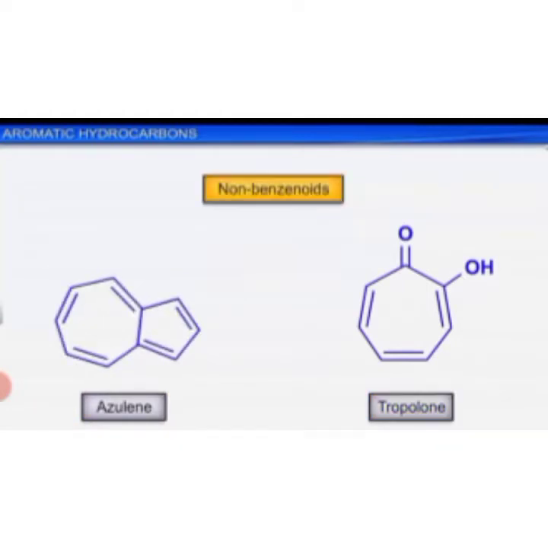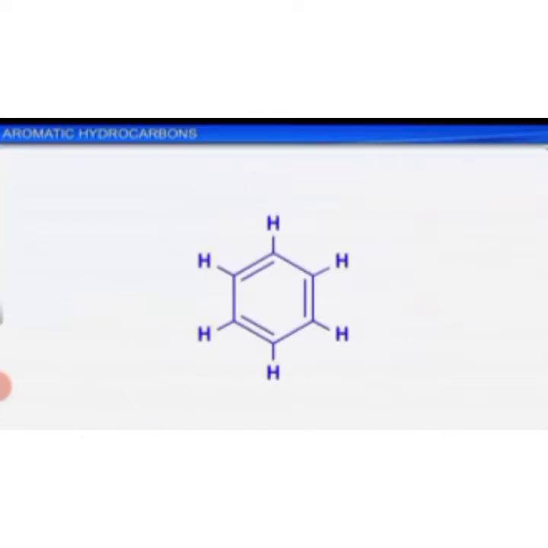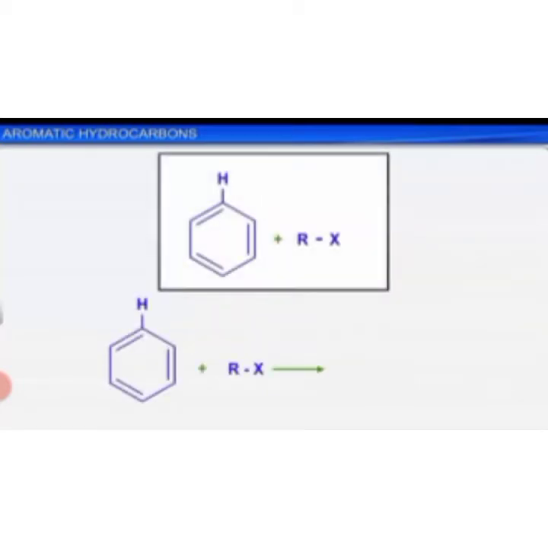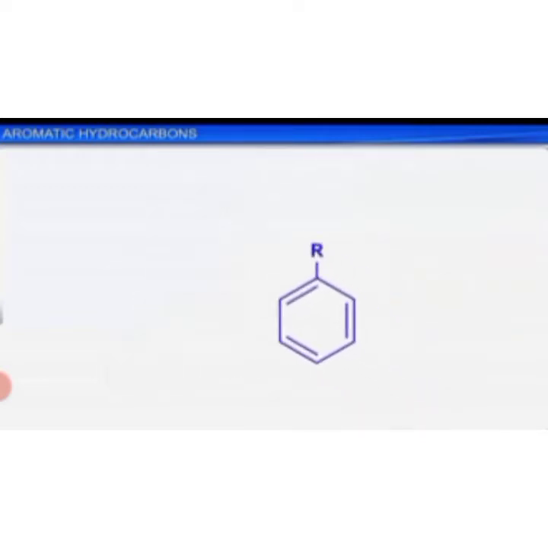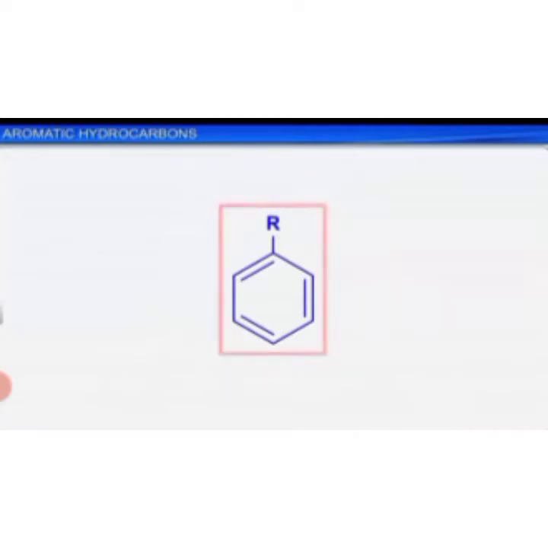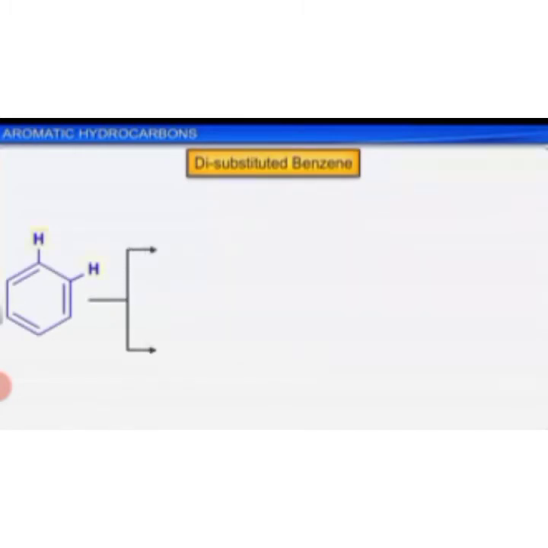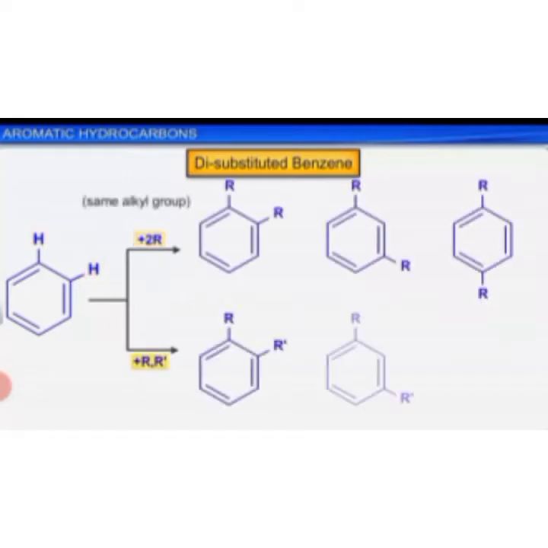All 6 hydrogen atoms in benzene are equivalent. Therefore, replacing a hydrogen atom with an alkyl group yields only one type of monosubstituted product. Thus, the monosubstituted products of benzene do not show isomerism. However, when 2 hydrogen atoms of a benzene ring are replaced with 2 similar or different alkyl groups, there is a possibility of formation of 3 isomers. These differ in the position of the alkyl group.